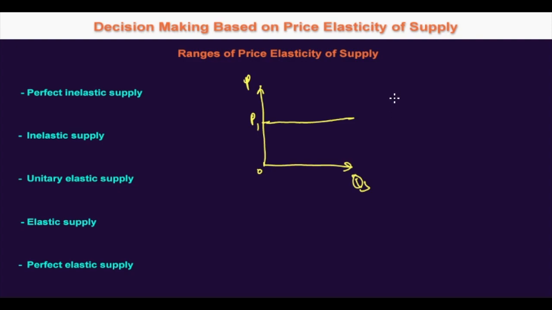So the price elasticity of supply for this one, when there's a small change in price, there is an infinitely big change in quantity supplied. So it will be infinity. In real life, it is difficult to find, or almost impossible to find, perfectly elastic supply, but we can argue that a perfectly competitive labor market can be one of those examples.